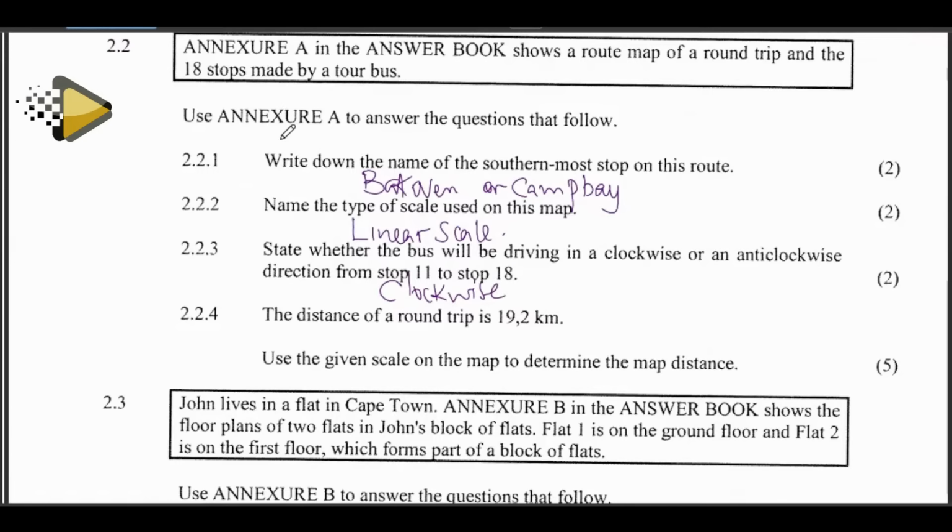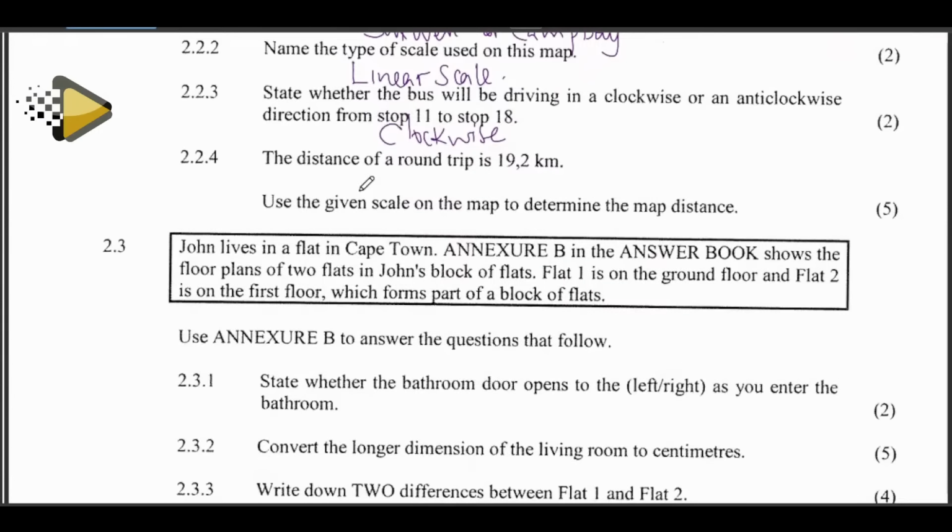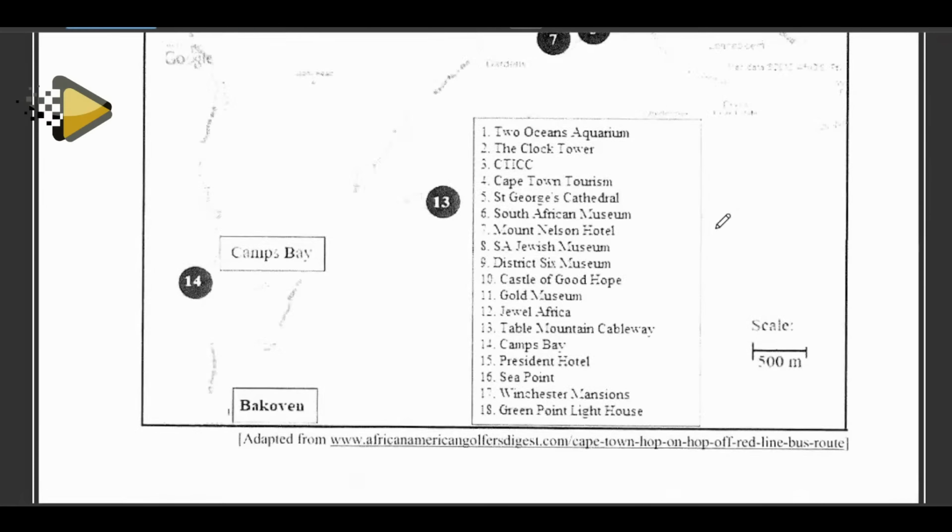Clockwise. The distance of the trip is 19,2 kilometers. Use the given scale on the map to determine the map distance. In other words, this is the actual distance, but we need it on the map. So you measure the bus scale. When you measure the bus scale, I measured, I got 12 millimeters. So 12 millimeters are equivalent to 250 or 500 meters.